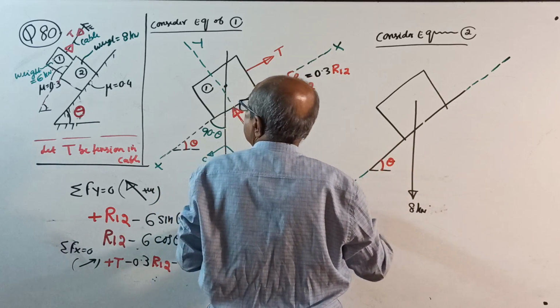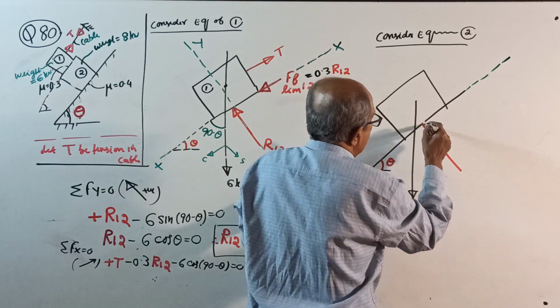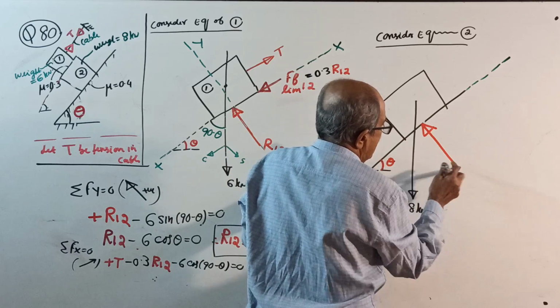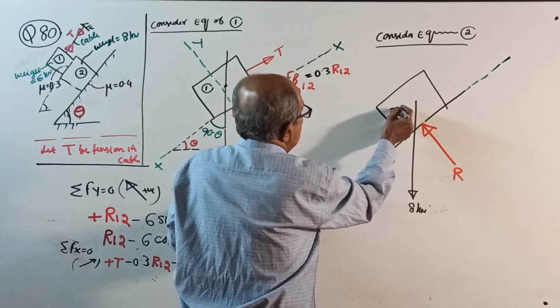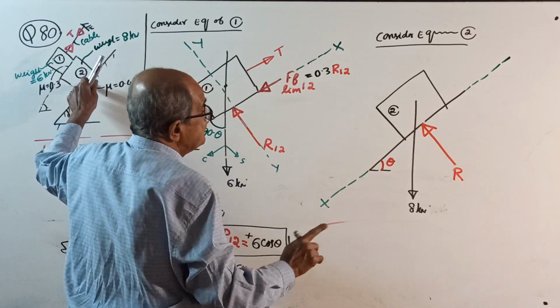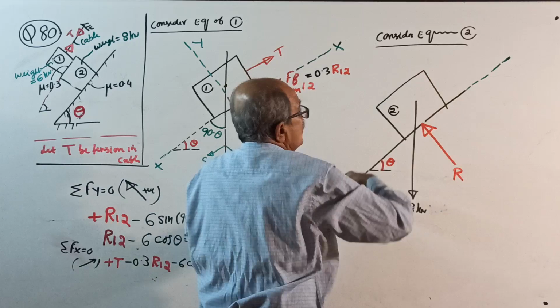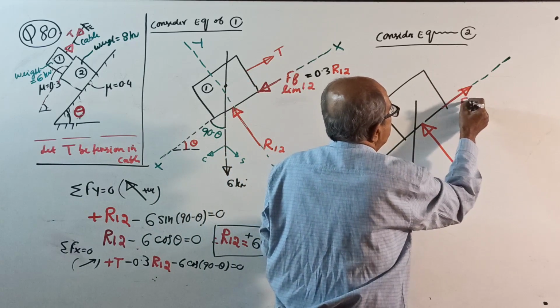Normal reaction required, sliding down. So, normal reaction R. You write here, let R be the normal reaction for the block 2 from this surface. Suffix not required. Since block 2 is on the verge of sliding down, friction here is this way. How much is it? F friction limit.